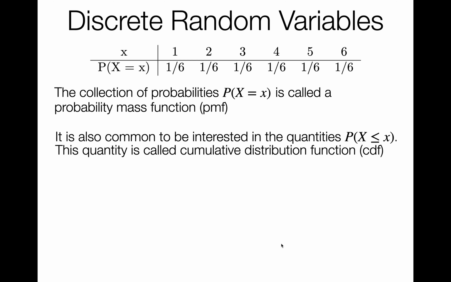It's also common to be interested in the quantity, and I write it here in probability form, the probability that X is less than or equal to x. Okay? This quantity that we're interested in is called a cumulative distribution function, because I'm accumulating probabilities that are less than or equal to some point. So, for instance, I could be interested in finding the probability that I roll at most a 3. Okay, so I could be interested in the probability of rolling just a 3. That would be the first situation.